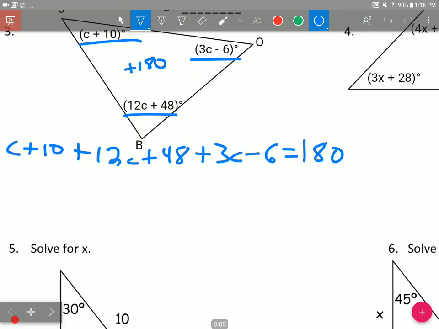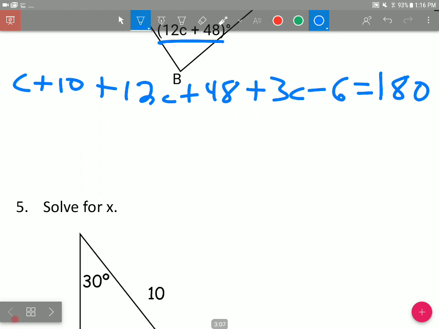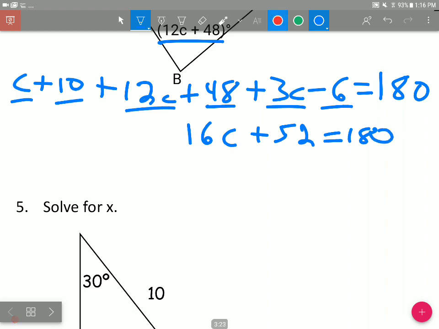All right, let's combine our terms. That's 16 C's. 10 plus 48 is 58, minus 6 is 52, plus 52 equals 180. All right, I'll subtract the 52 over. So minus 52, 16C has to equal, my head hurts, 128. 180 minus 52, yep, is 128.